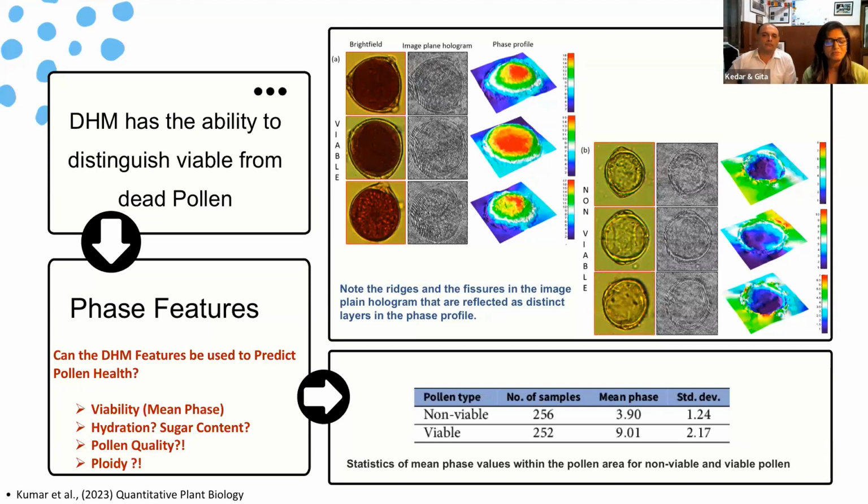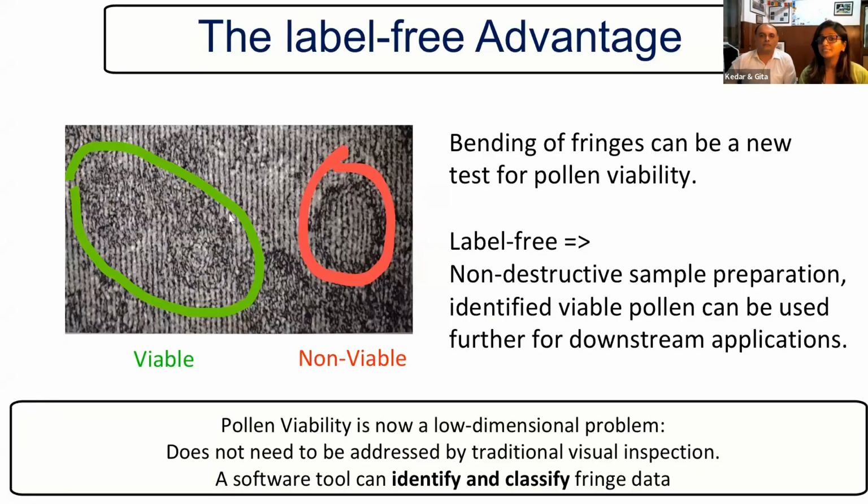Is there a way to predict maybe ploidy by looking at these pollen? But we've not yet told you the label-free advantage. Yes. So here on this slide, I just want to bring out the real label-free advantage that you can have, at least as far as the viable, non-viable question is concerned.